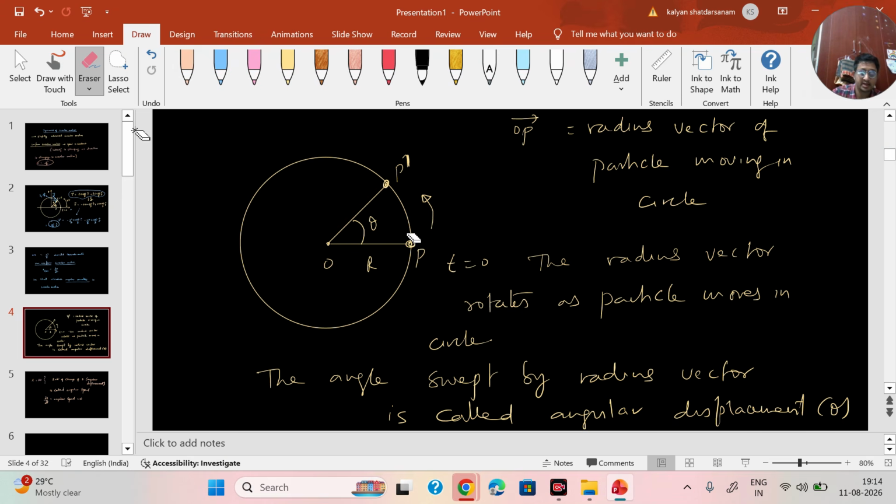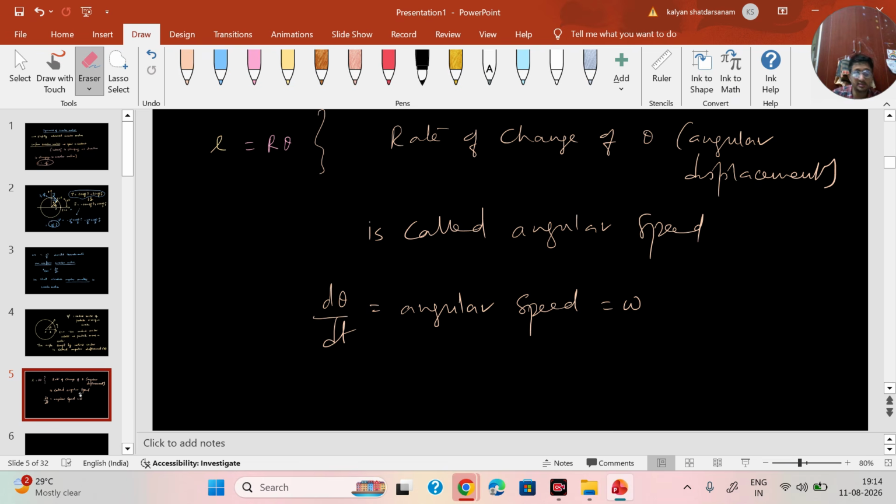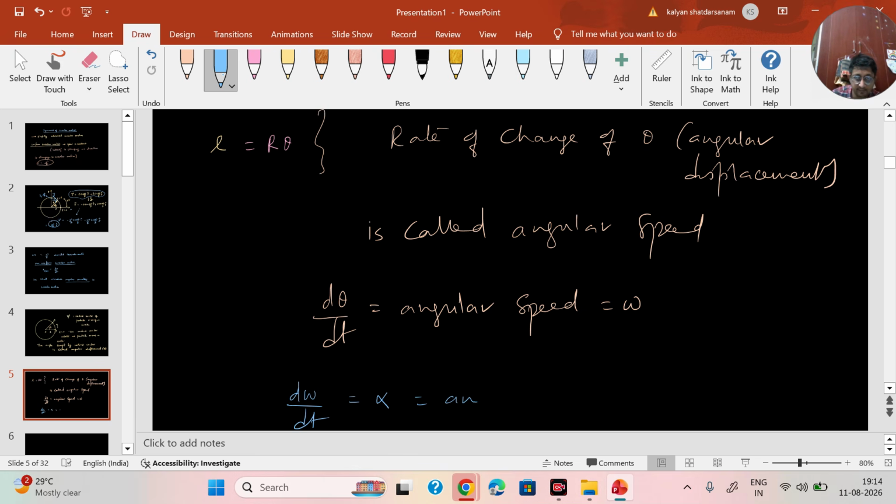Suppose the particle is going like this, the angular speed is less. Suppose the particle goes like this, very fast, the angular speed is more. So how fast the angle is changing, that is the angular speed. Now I can go one step further and say angular speed itself could be variable. So rate of change of angular speed itself is called angular acceleration, denoted by alpha.